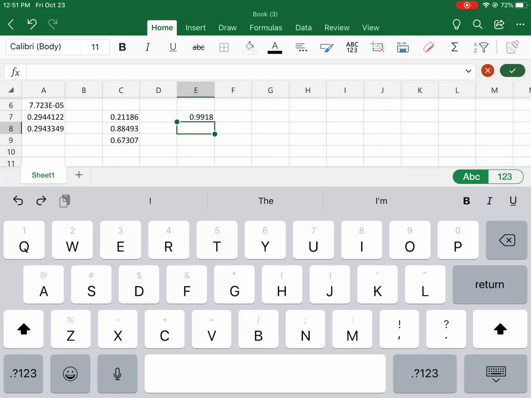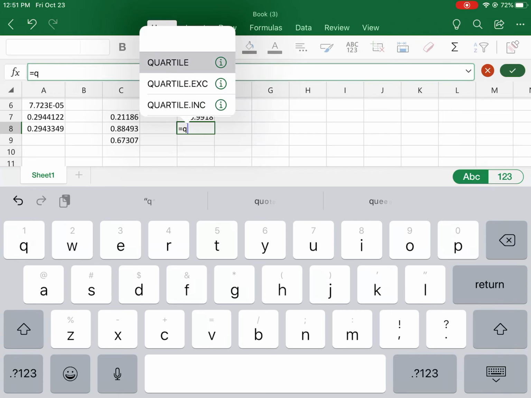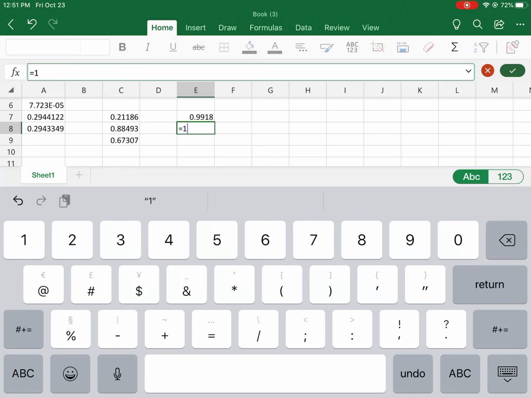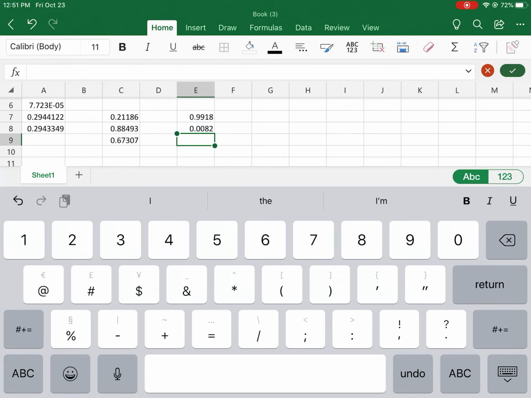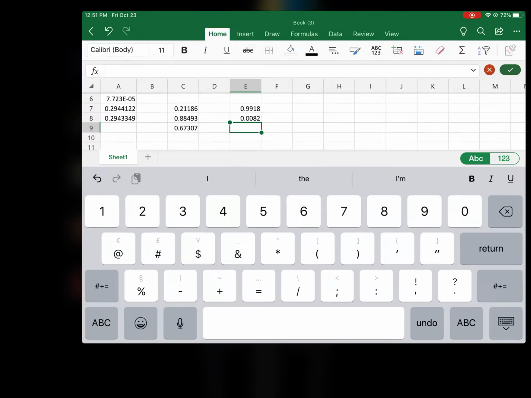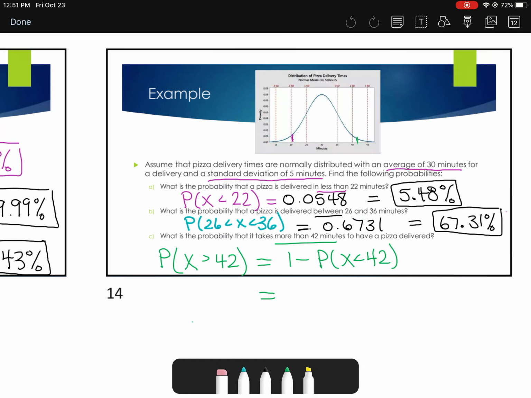But we're saying, what do we want if it's more than 42? So then I'm going to go equals 1 minus, again, make sure you cell reference, and hit enter. So 0.0082. And again, that as a percent would be 0.82%. So it's a less than 1% chance that it would take more than 42 minutes to get your pizza.